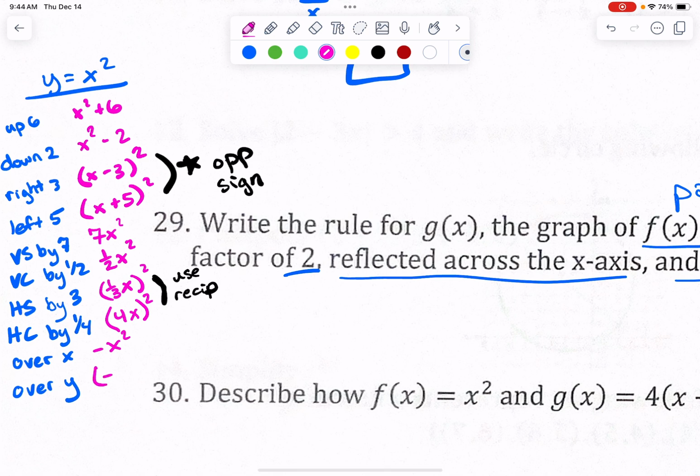All right, the other two: if you're going over the x-axis, it's negative x squared. If you're going over the y-axis, it's negative x squared, and technically this would be just positive x squared because the negative would go away. But those are the rules with the parent function of x squared. That's how he works, okay?